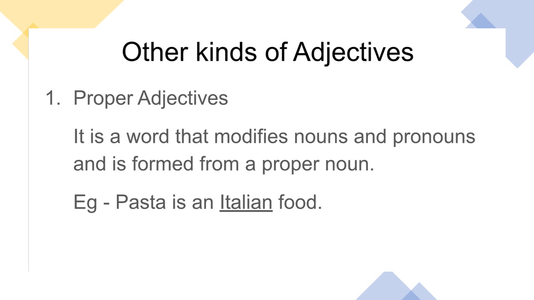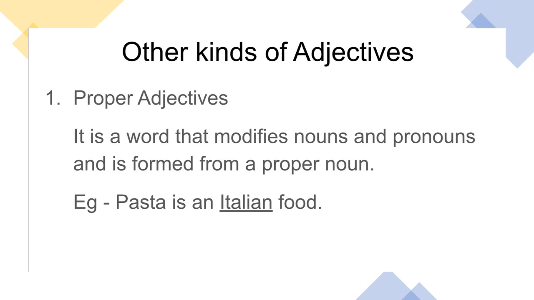Next, we have other kinds of adjectives. In the first box, we are given proper adjectives. Remember, proper adjectives are formed from proper nouns, for example the name of a city, a product, or a company. All those are proper nouns and they always start with a capital letter. Let us look at the definition. It is a word that modifies nouns and pronouns and is formed from a proper noun.